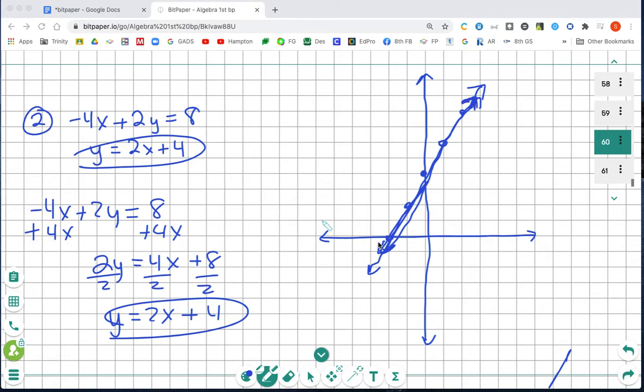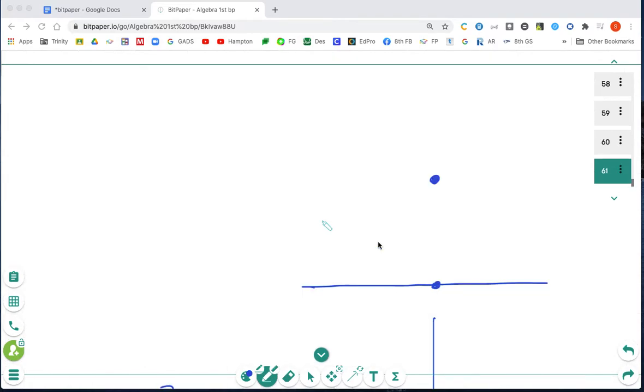Make my arrows here. Okay, let's try that again. We have a second line laying on top of the first line. So we'll add our arrows to show that. So the solution set is infinitely many. Now remember that if we have parallel lines, our solution set would be no solution. All right?